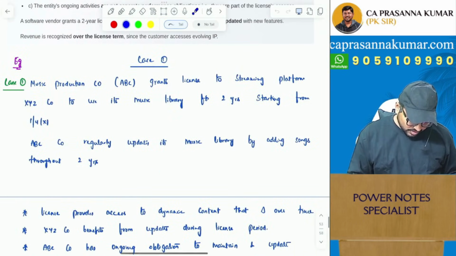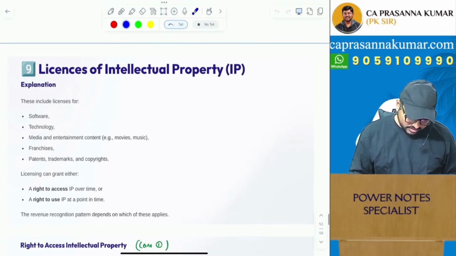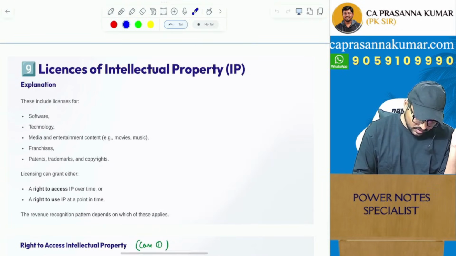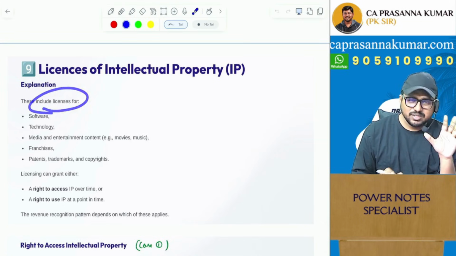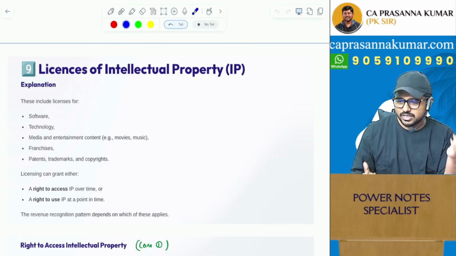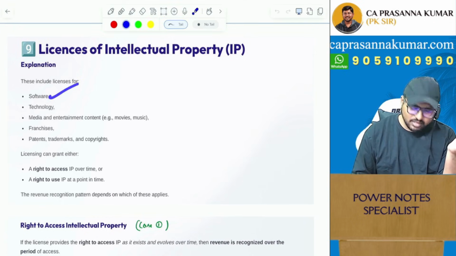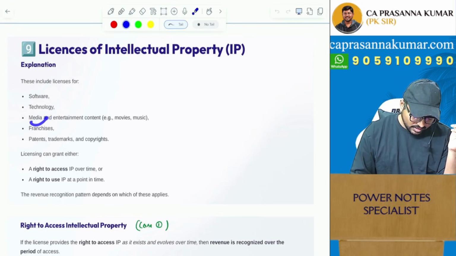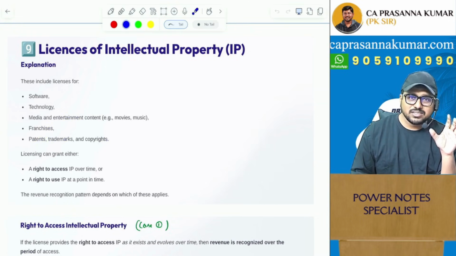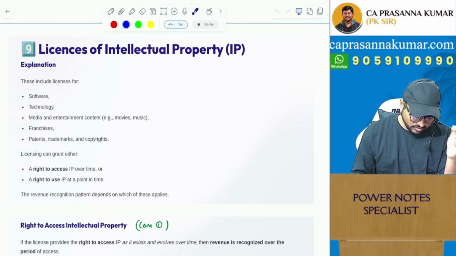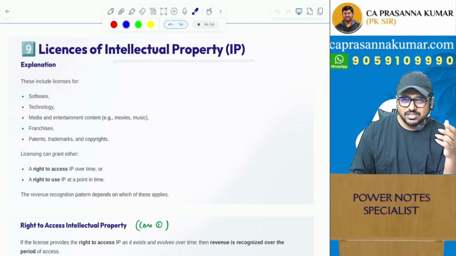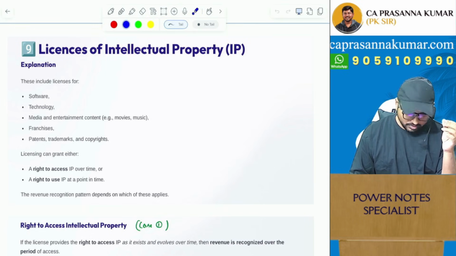Chalo, first we'll start with the first example so that we'll be able to understand this. But before that, just a basic idea. What do you mean by intellectual property? It's simply you're getting a license to use something. For example, it can be software, technology, media or entertainment content, movies, music, franchisee, patents, trademarks, copyrights. So basically, you are getting a right to use them. As simple as that. That's what we call a license, and licenses generally will be taken for intellectual properties.